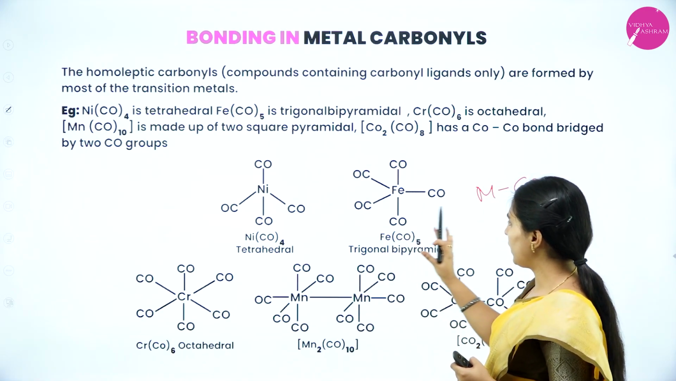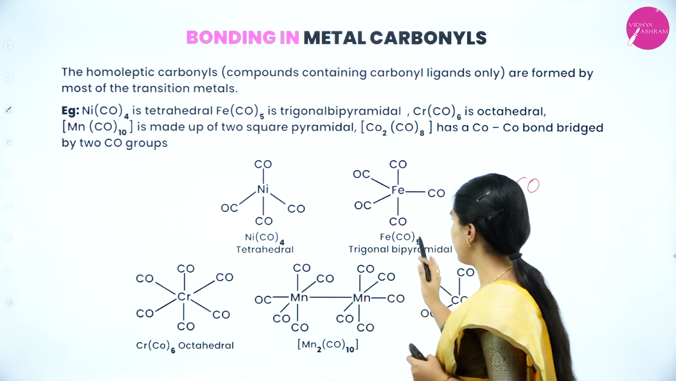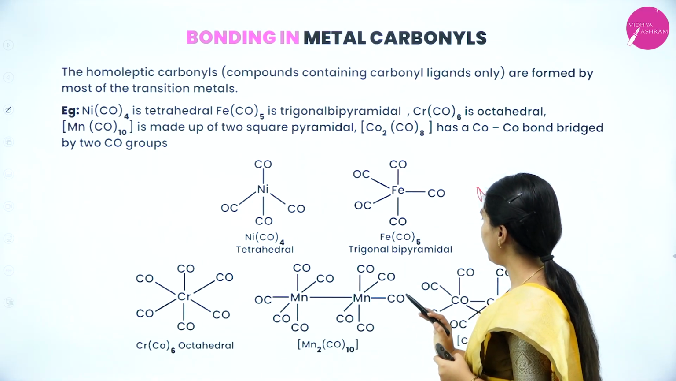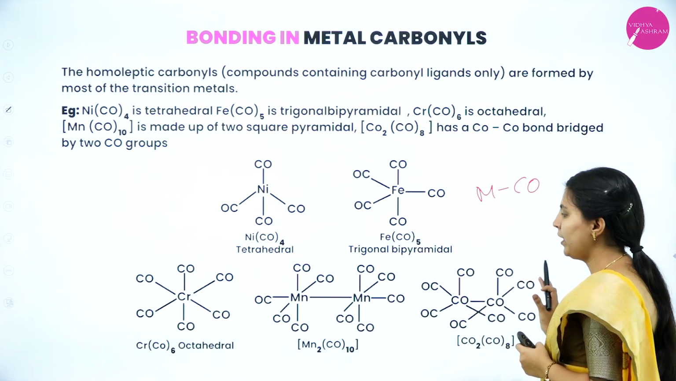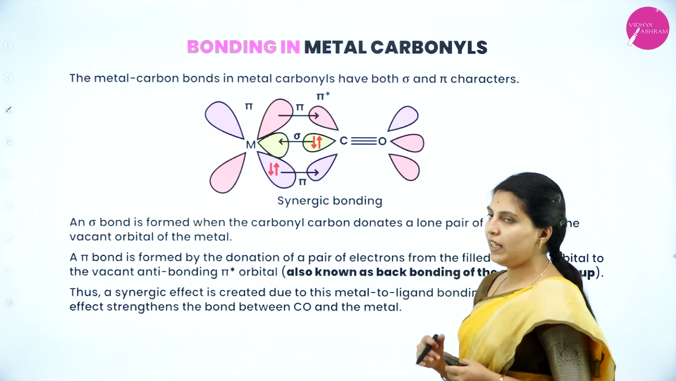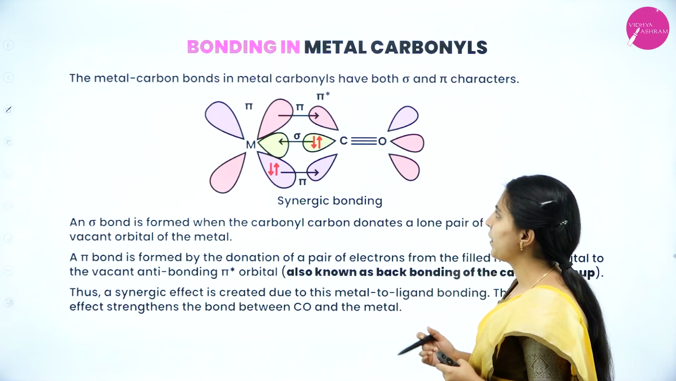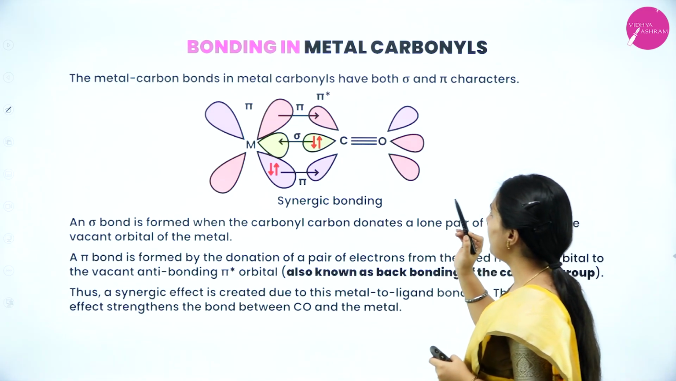These are some of the carbonyls. For example, this is tetrahedral in nature, this is trigonal bipyramidal, that is octahedral, this one is square pyramidal, and this one has a bridged carbonyl group. Bonding in metal carbonyls: here you may observe synergic bonding. The metal-carbon bonds in metal carbonyls have both sigma and pi character.